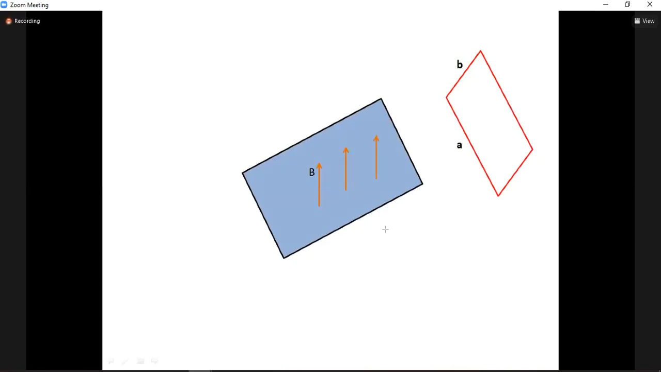Okay, now this is the simple plane here. Consider it a simple plane in which the magnetic field is coming out of the paper. And this is the loop of a wire which has the longer length A, while the shorter length is equal to B here.